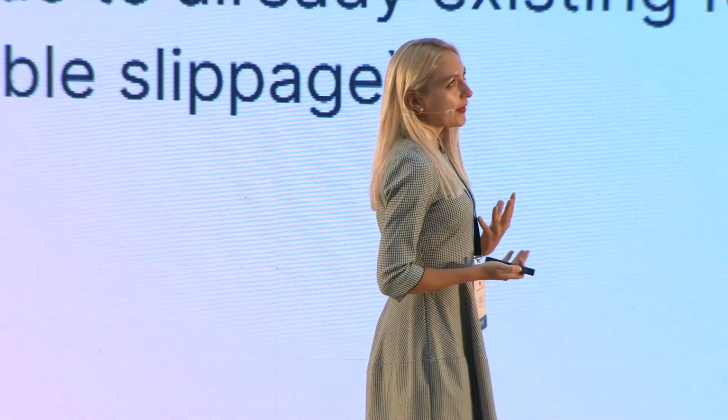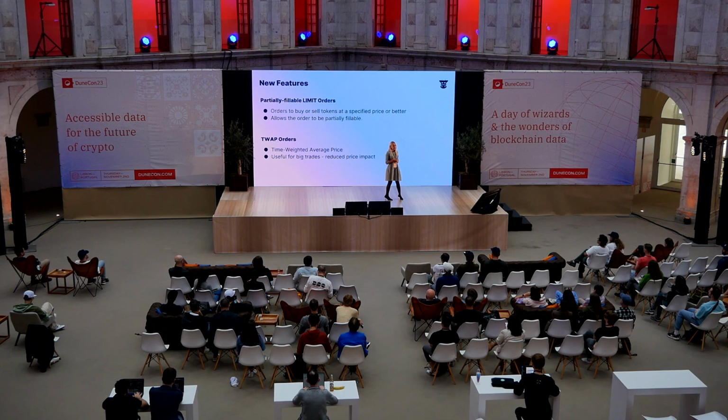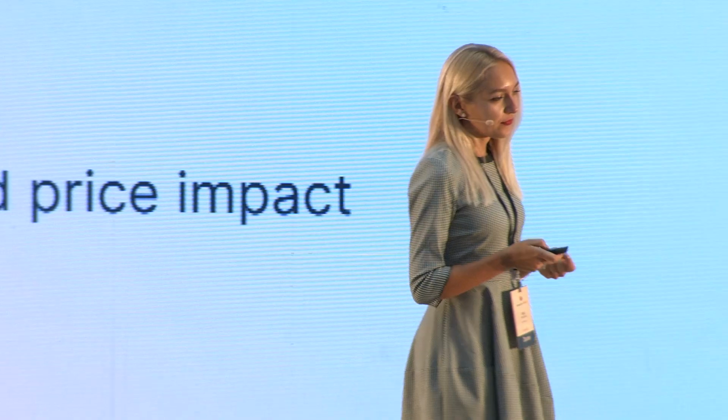So we wanted to protect them from token price volatility when they're trading high volumes. And that is how we decided to implement two new features. One of them is partially fillable limit orders, and another one is swap orders. I'm sure pretty much everyone here is familiar with what these types of orders are, but let me just briefly explain why they're beneficial for DAOs.